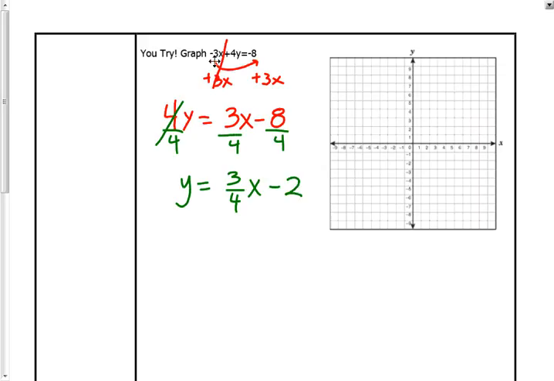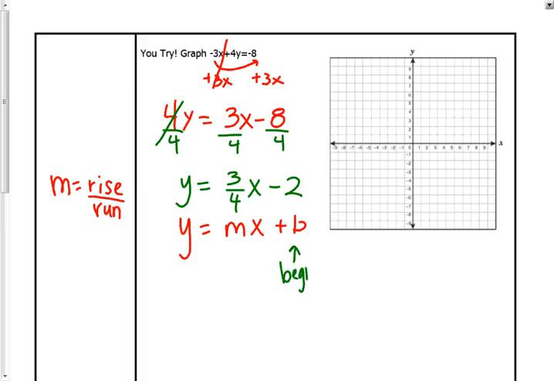Now 3 over 4, if you got 0.75, you have to change it back to a fraction, right? Because we need the slope is rise over run. And then negative 8 divided by 4 is negative 2. Okay, so if y equals mx plus b, this tells you where to begin, and this tells you how to move.